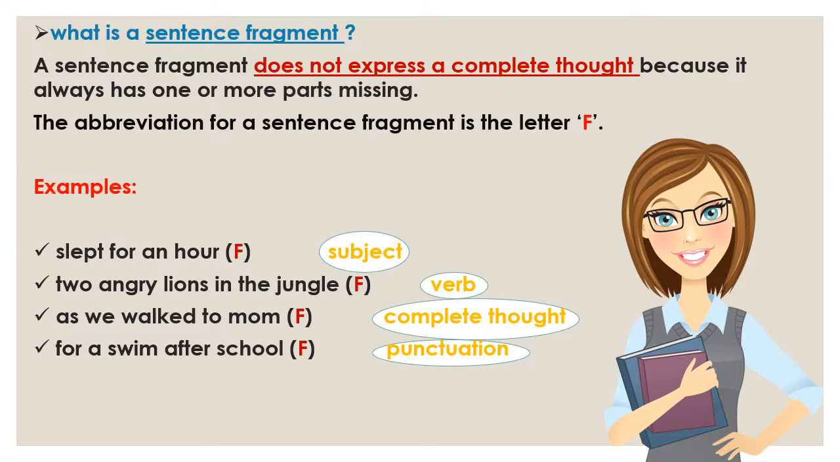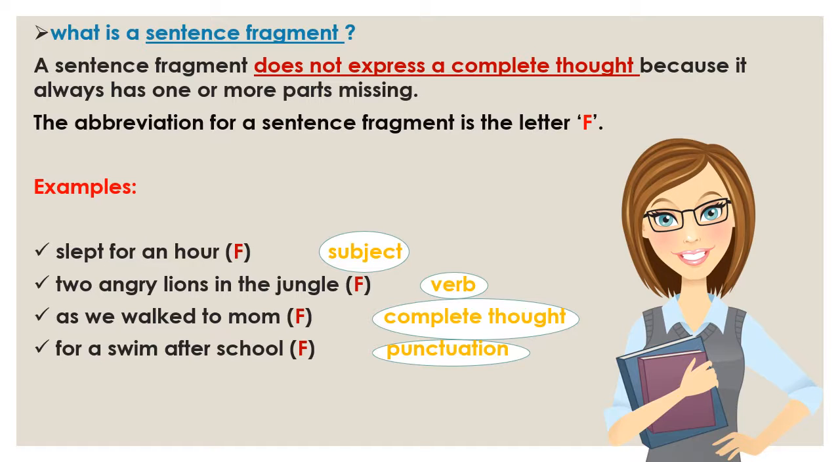Please pay attention. Slept for an hour. Slept for an hour. Do you understand this? Is it a complete thought? No, because it's missing a subject. You see here? I even wrote it in yellow. That's what it's missing in this sentence. So here, slept for an hour is a fragment sentence. Why? Because it's not expressing a complete thought and it's missing one of the parts, which is the subject.